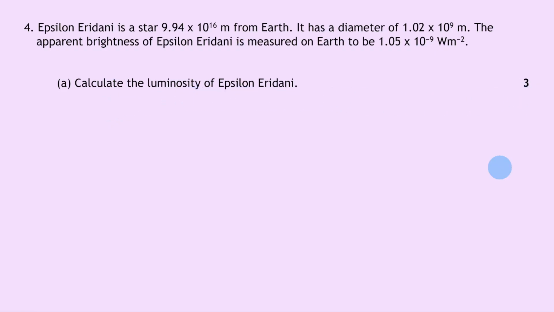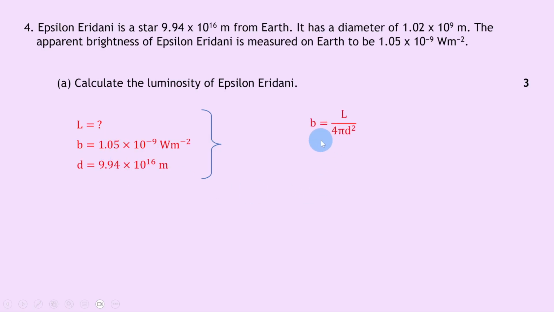Well, writing down what we know from the question, we're trying to find the luminosity L. We know the apparent brightness B is 1.05 times 10 to the minus 9 watts per metre squared. And we know the distance D is 9.94 times 10 to the 16 metres. So writing down our equation relating luminosity, apparent brightness and distance, we have B equals L over 4 pi D squared. Substituting in the numbers gives 1.05 times 10 to the minus 9 is equal to L over 4 pi times 9.94 times 10 to the 16 squared.